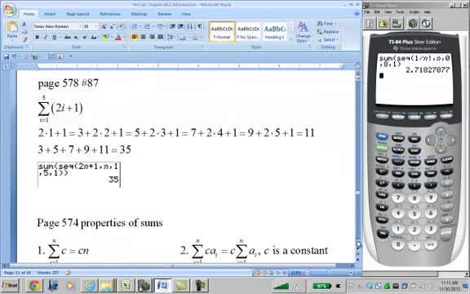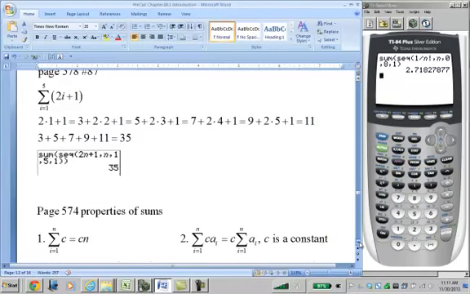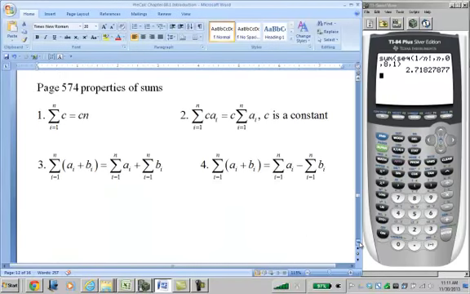578. So now we're going to do problem number 87, and here's how I did it using the calculator. Or you can do it by hand, because it's pretty easy to do. Okay, properties of sums.